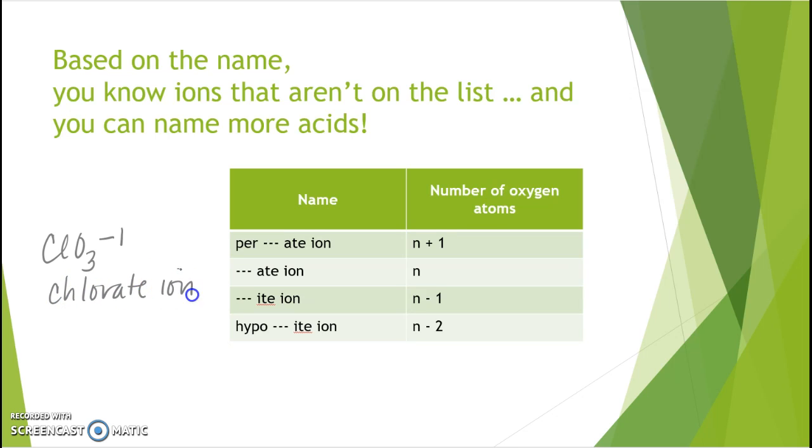chlorate ion. And why you need to know which one's the ate ion is because this number of oxygens is important, because that's what N equals. So N equals 3 for this family of ions. So perchlorate ion should have 4. ClO4 minus would be perchlorate ion. If you had ClO2 minus, it would be chlorite ion. And if you had ClO minus, it would be hypochlorite. Now, if you go back to look at your chart on page 46, that's exactly how it goes.